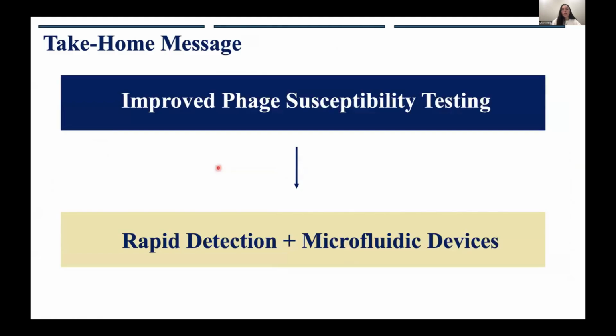So to end off, if you remember one thing from my talk, it's this. Susceptibility testing needs to be improved. It needs to be faster and more user-friendly, but more importantly, it needs to be standardized so that if you and I were to test the same bacterial isolate against a set of phages, we can get the same results. And our take on this is using a rapid detection device along with microfluidic devices that make this possible.